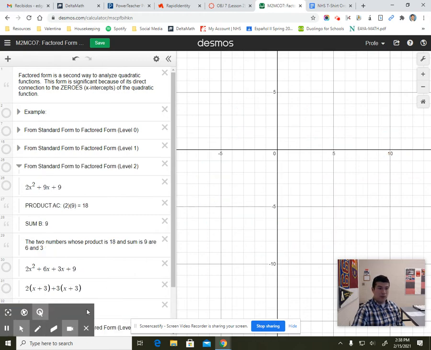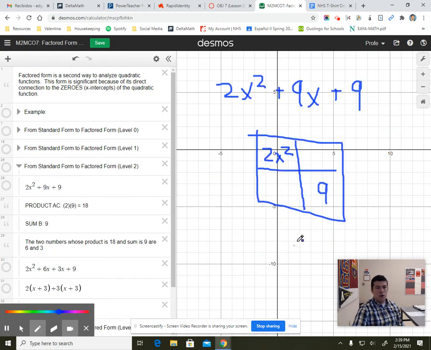Now let's try another one. So let's say we have 2x squared plus 9x plus 9. 2x squared, top left box, 9, bottom right box. I'm just visualizing this. I want to think, well, what two numbers will satisfy A, C, and B?